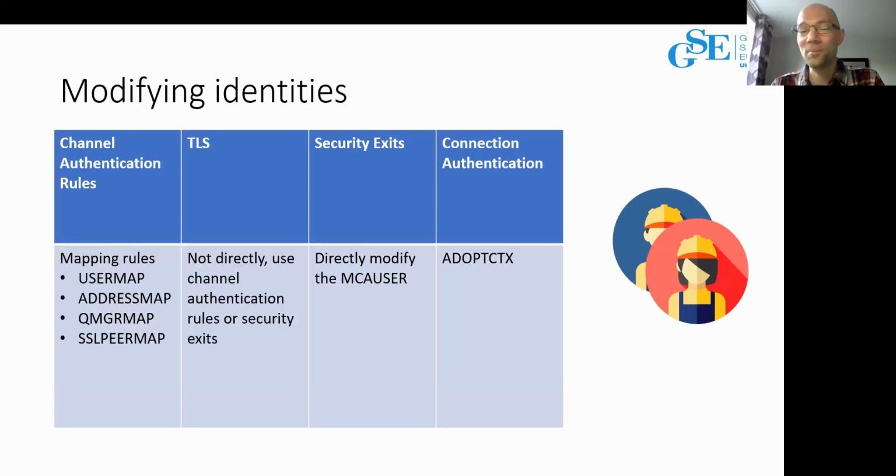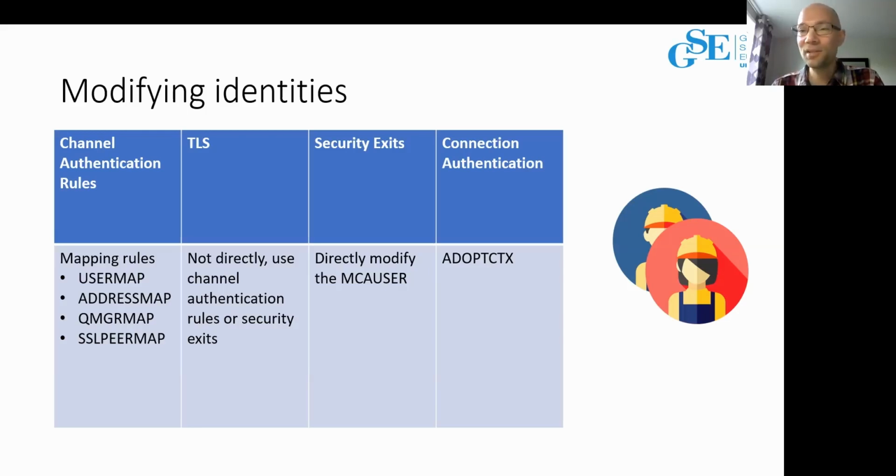These are the ones that allow connections in based on a certain bit of information that's been given to the queue manager during the connection. So we have address map rules, for example, which essentially tell the queue manager, if you see a connection coming in from this address, then map it to this user ID and allow the connection to go in.